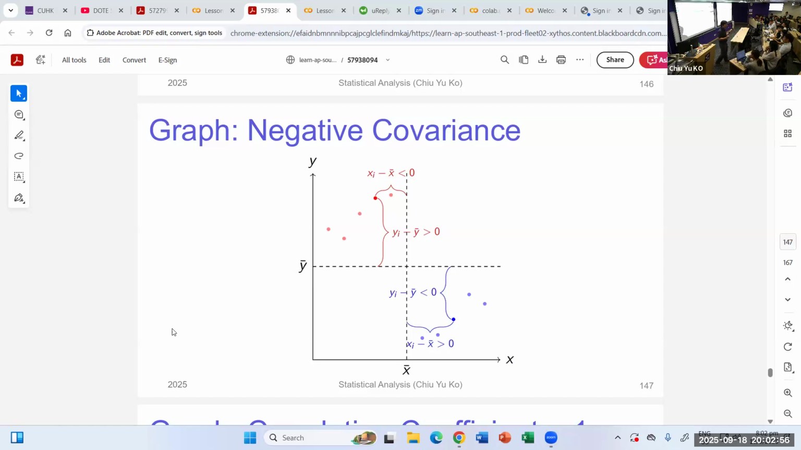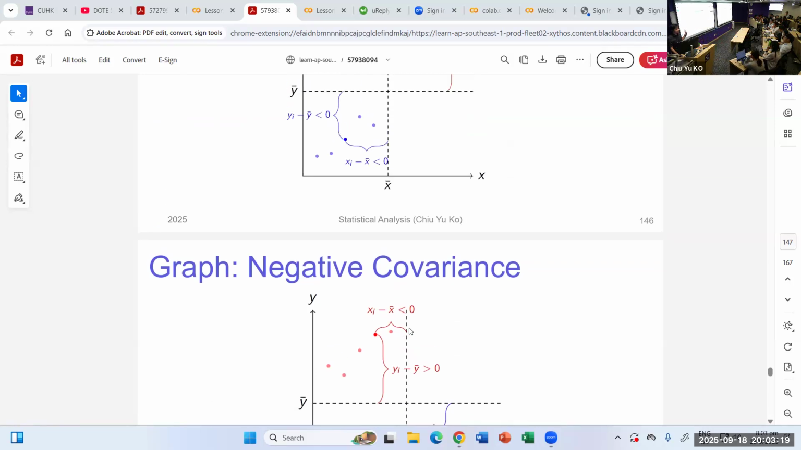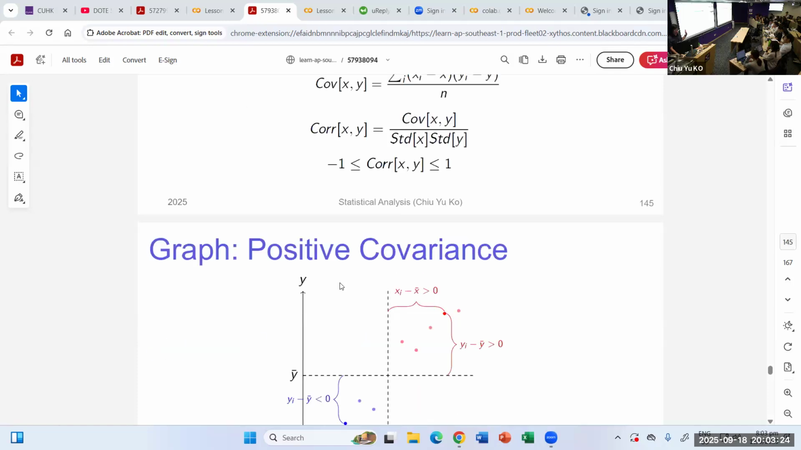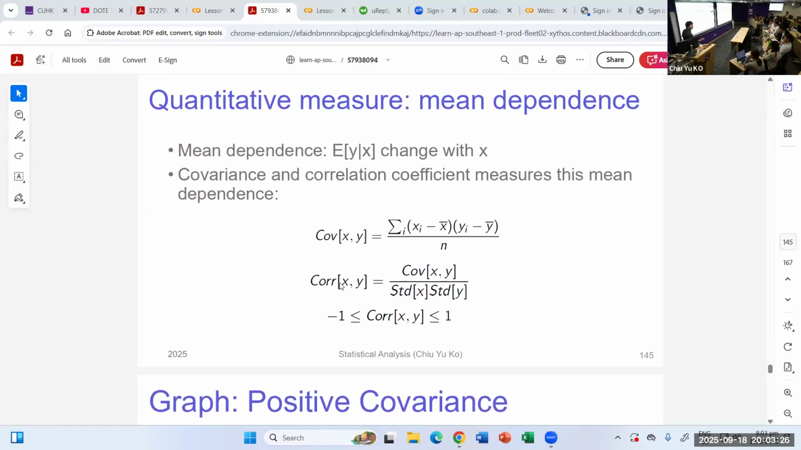Is that clear? Of course, the bigger the number, the more numbers are in this region. Positive, more here. Negative, more here. So the bigger number shows the stronger relation, right? If close to 0, then it's basically nothing, because 0 means numbers are everywhere. You can't tell. Is that clear, the covariance? What are we measuring? So the bigger the number, the stronger the relation, right?